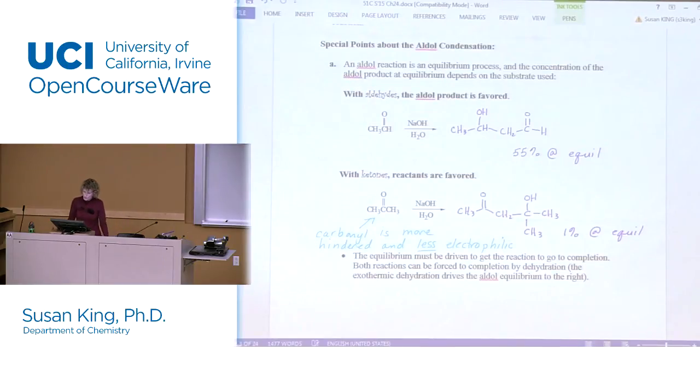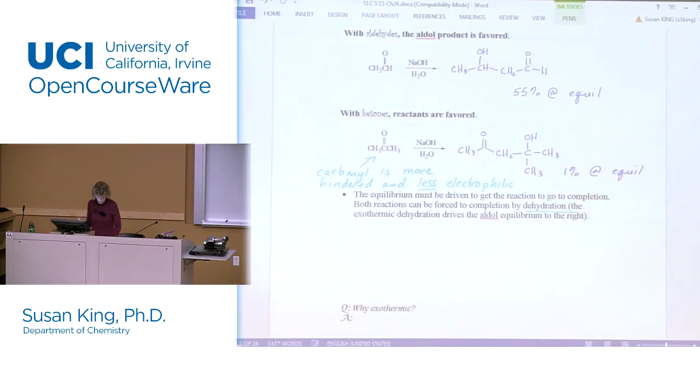And so if you want to drive the equilibrium, we're going to again talk about some other ways to do this also, but if you want to drive the equilibrium, then you want to go all the way to the aldol condensation product. Both reactions can be forced to completion by dehydration. The exothermic dehydration drives the alcohol equilibrium to the right because we're forming such a stable product. So all the product wants to be in that form.